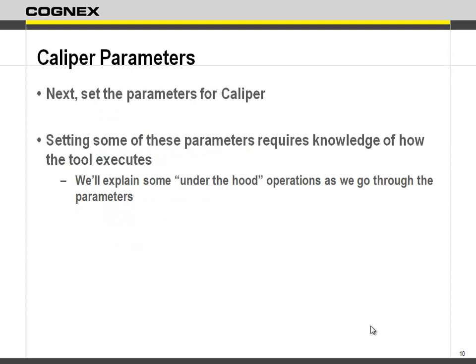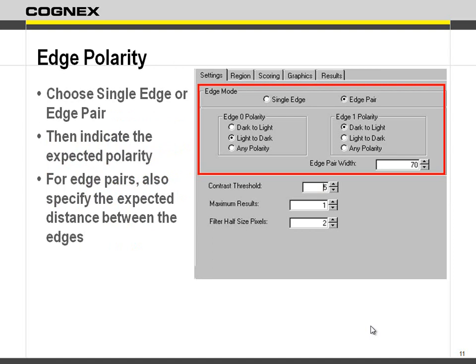Now the next thing you have to do is set up the parameters. In order to set the parameters up correctly, you have to understand how the tool works. So how does it work? Well, the first thing you need to do is choose: are you looking for a single edge or an edge pair? Then you need to choose its polarity. Remember, it's going in the scan direction. So if you're looking for that first edge, are we going dark to light, light to dark, or either? If I chose edge pair, what's that second edge doing? Once again, scan direction. And then also what that pair width is.